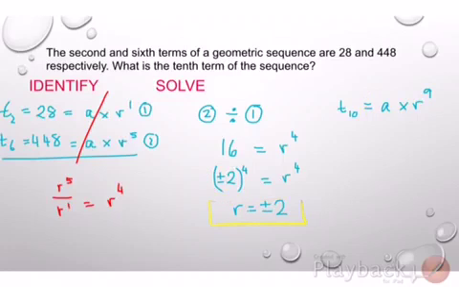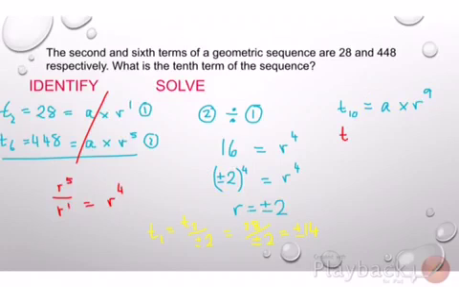So now I'm going to find my a, which is my first term. My first term is equal to my second term divided by my ratio, which is plus or minus 2. My second term we knew was 28, so it's 28 divided by plus or minus 2, which is equal to plus or minus 14. Those signs correspond with the signs that you use. If you're dividing by a positive 2, you'll get positive 14 as your answer. If you're dividing by negative 2, you'll get negative 14. And that's really important.